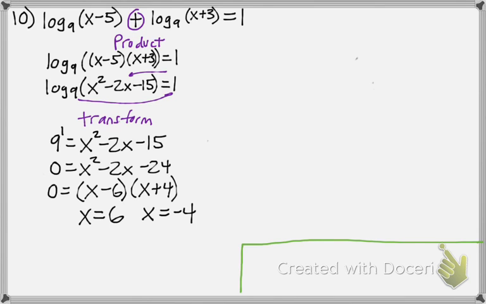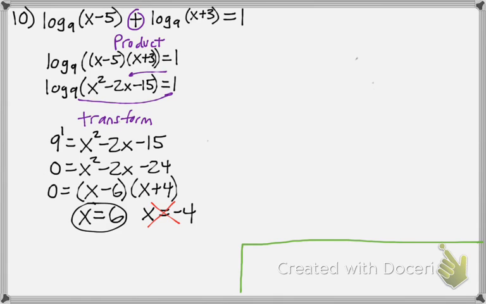Now we do need to check these. So if you check 6 into this one, 6 minus 5 is 1, that's okay. 6 plus 3 is 9, that's okay. So that means that we can keep 6 as a solution. With negative 4, I want to try that in here, and negative 4 minus 5 is negative 9, so that's not okay, and it wouldn't work in the other one either. So negative 4, I do want to throw this out.